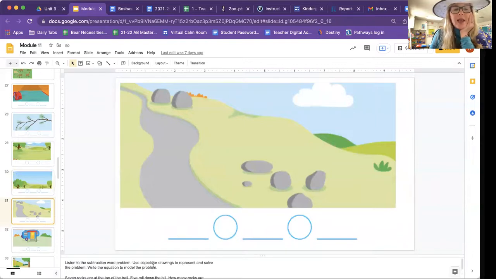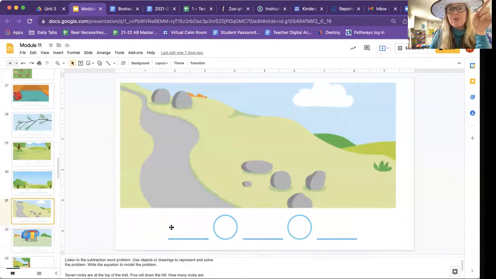Well, look, they already drew it for us. We don't even have to draw. Let's count. 1, 2, 3, 4, 5, 6, 7. 7 rocks were at the top of the hill. What's our first number? Ding, ding, ding. 7. Are we adding or taking away? 5 rolled down the hill. How many are at the top of the hill now? Can you write that equation? Pause this while you do that.